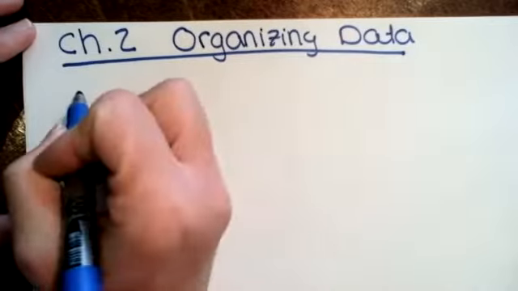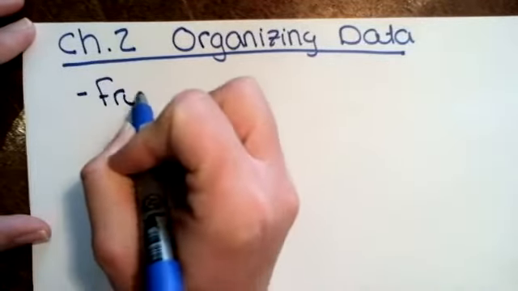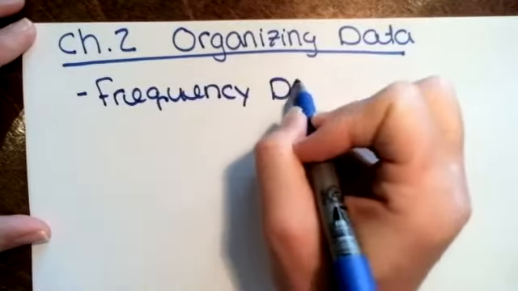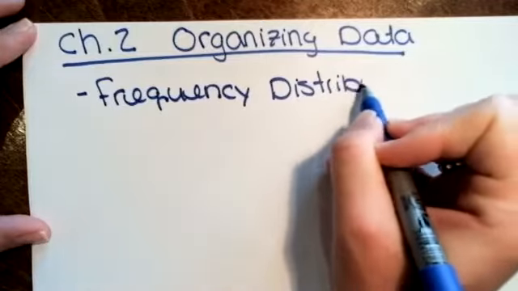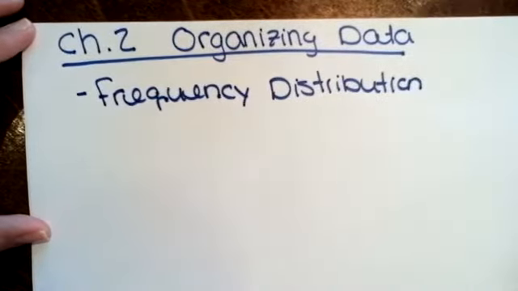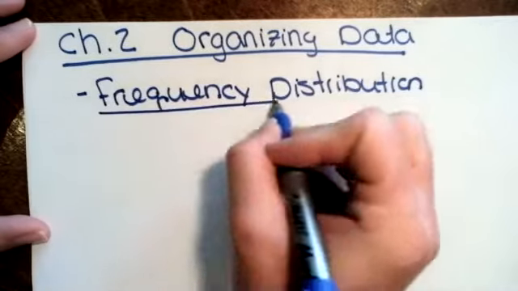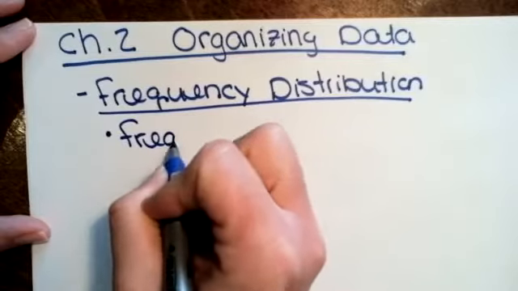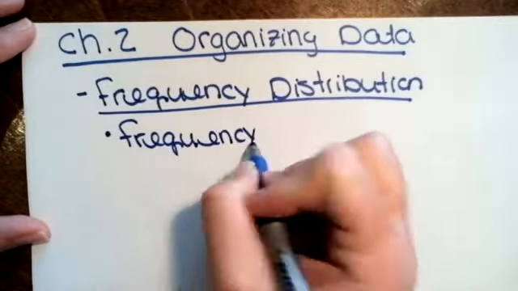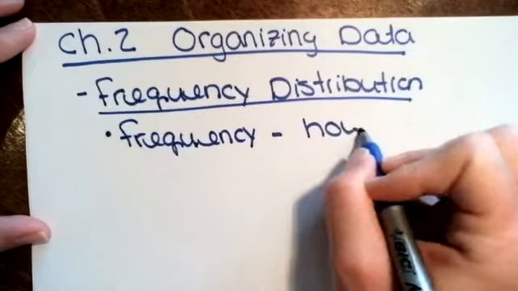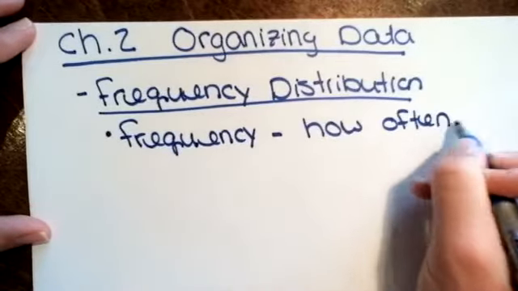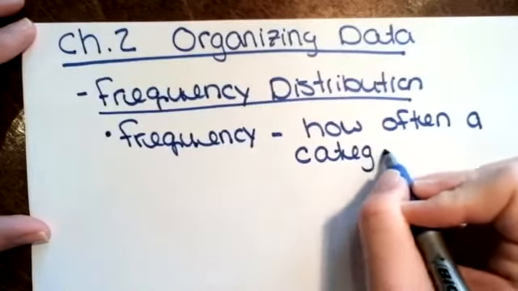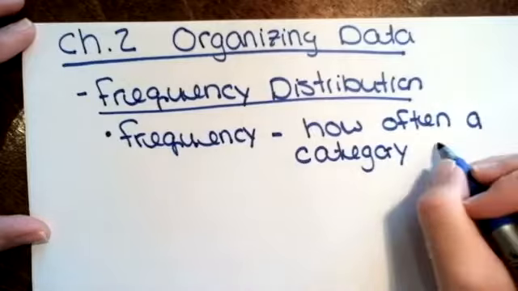And this is my frequency distribution. In a frequency distribution, we'll talk about a couple different things. And first off is frequency. And this is how often a category occurs.